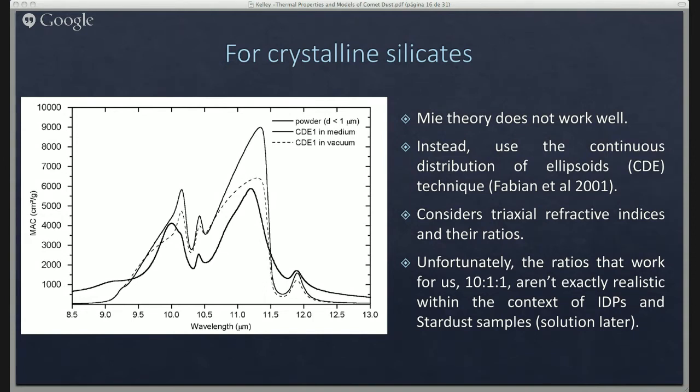Unfortunately, the ratios that work for us in order to get this alignment agreement are 10 to 1 to 1. So these are very long needles. Dimension of 10 versus 1 to 1. So that's not really realistic, especially given that we have samples of comet dust and we can look at them. We don't see this in abundance. There may be particular examples, but we do have a solution to that, and I'll come to that later.